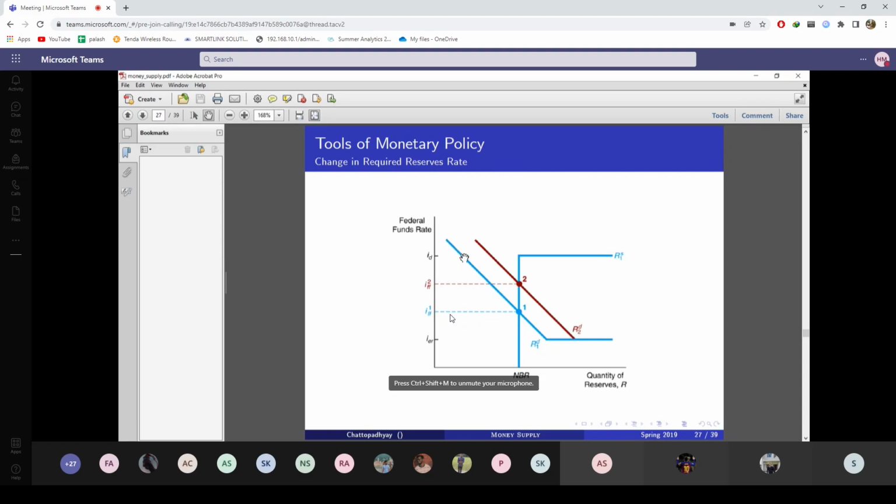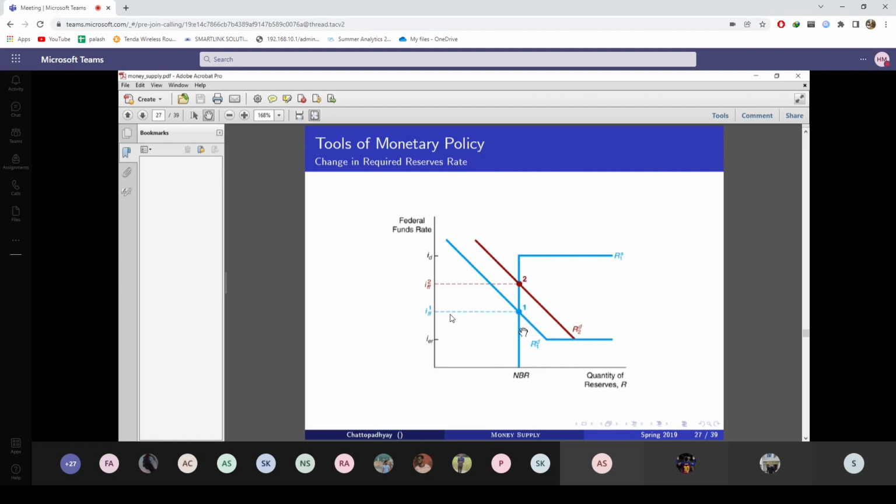So initially the reserve demand curve is this blue line, RD1, market clearing interest rate at IFF1, non-borrowed reserves. This is the amount of reserves you have. Now, people are demanding more reserves. RR rises. Graphically, the reserve demand curve shifts up. So blue line to red line. Market clearing point 2, market clearing interest rate IFF2. No change in reserves. So there is no change in high powered money.